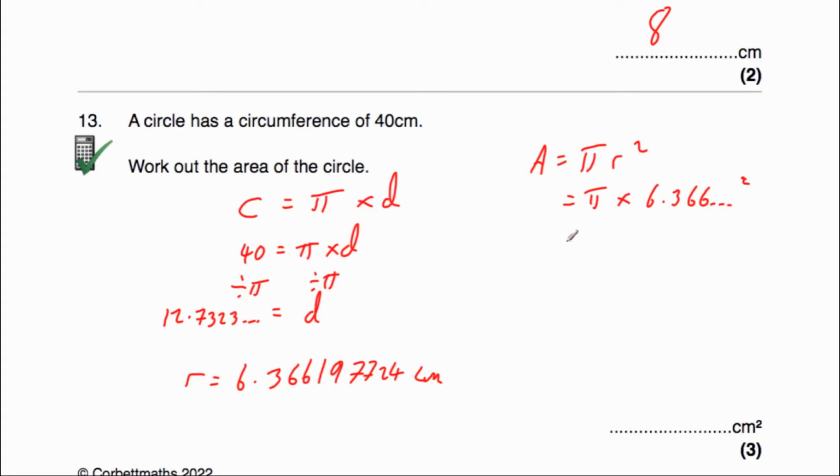gives me an answer of 127.3239 and so on centimeters squared. I'm going to round my answer to one decimal place, that'll be 127.3. That's it. Okay, let's have a look at question number 14.